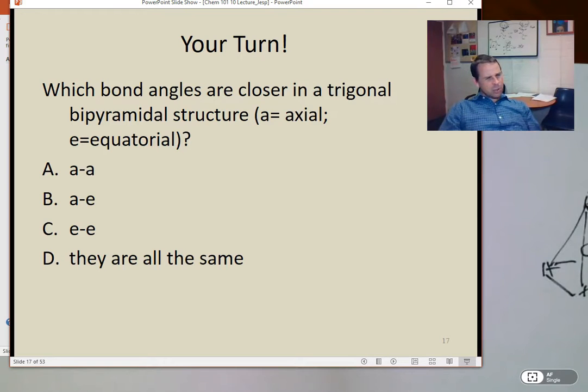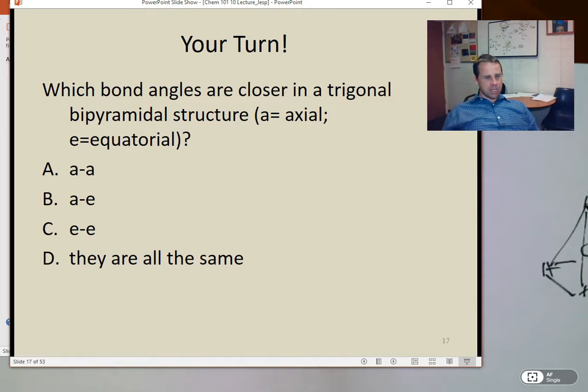Okay, which bond angles are closer in a trigonal bipyramidal structure? Axial bonds or equatorial bonds? Which bond angles are closer? So, for example, an axial-axial bond, that's A. Equatorial-axial, B, and equatorial-equatorial, or there's no difference when we're talking about trigonal bipyramidal. In other words, they're all the same. Take a second to answer this one.